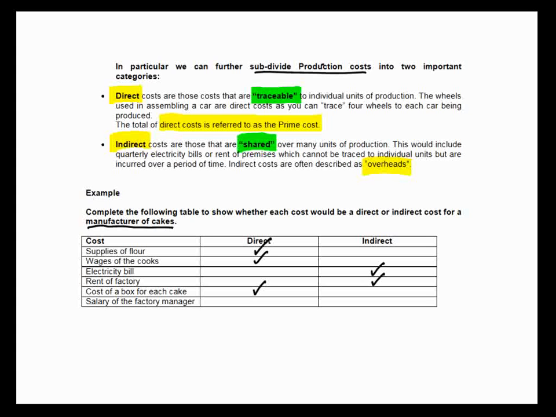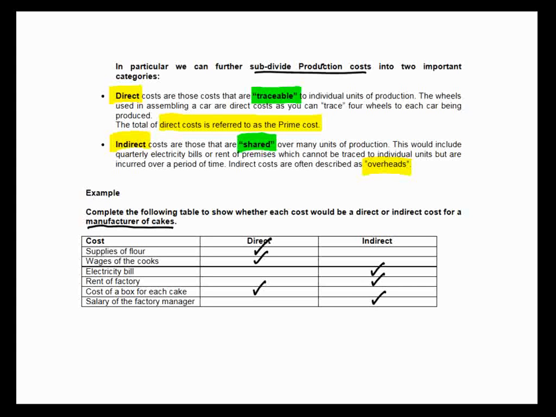And in terms of the salary of the factory manager, well, in contrast to the cooks that we've already looked at, the factory manager will not be working on individual cakes. You can imagine they'll be managing the overall production process. They'll be dealing with an awful lot of different aspects of the business. So I think that the salary of the factory manager, again, would be an indirect cost. It would be shared over all of the production in whatever period you're paying them. So it can't be traced to individual units.